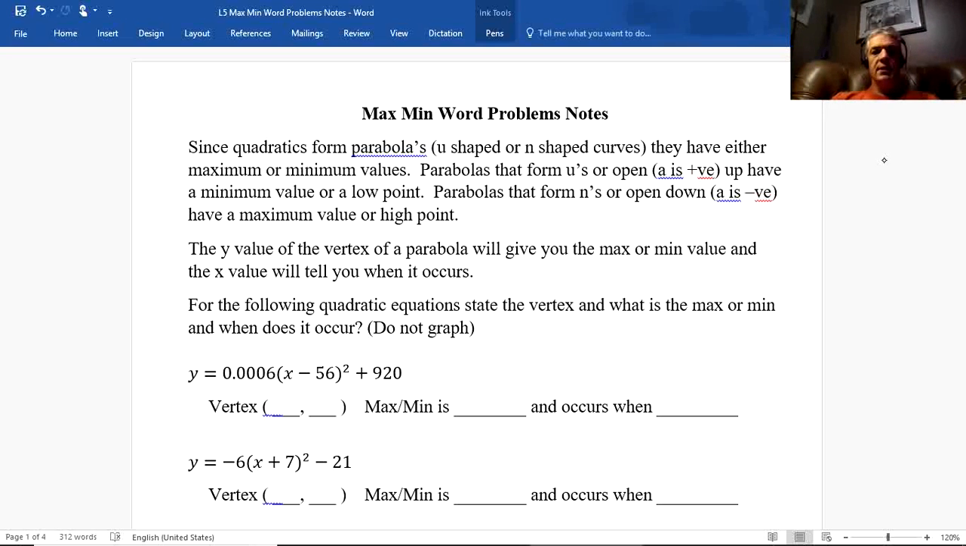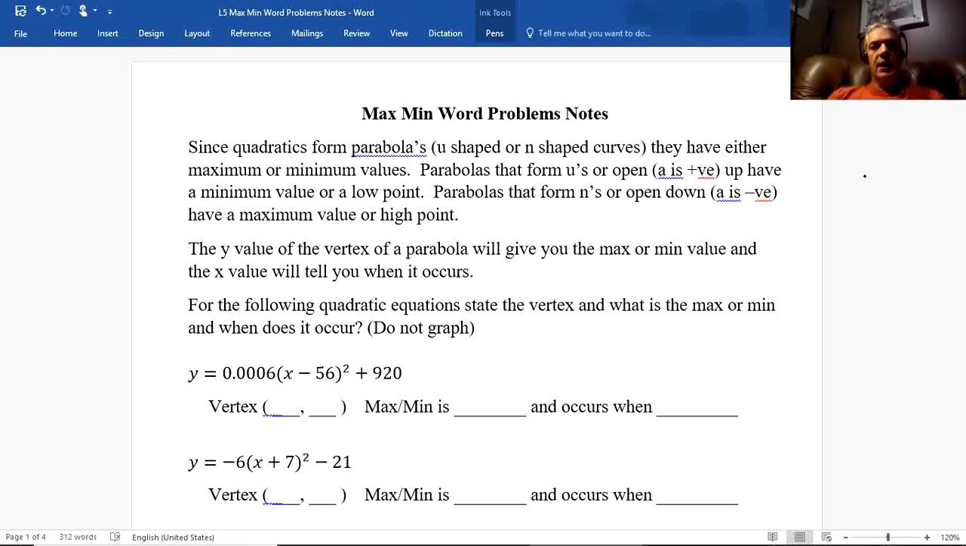Where are they minimized, and where do they reach a maximum value? Whether it's a maximum or a minimum depends on the value of a, the number in front of the x squared at the very beginning of the equation. If that number is positive, so a is positive, then it will open like this and have a minimum value. Whereas if the parabola has a negative in the very front of it, it goes like that, and then it will have a maximum value or a high point, okay?